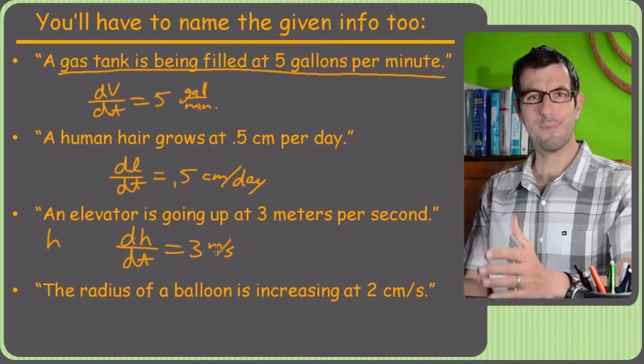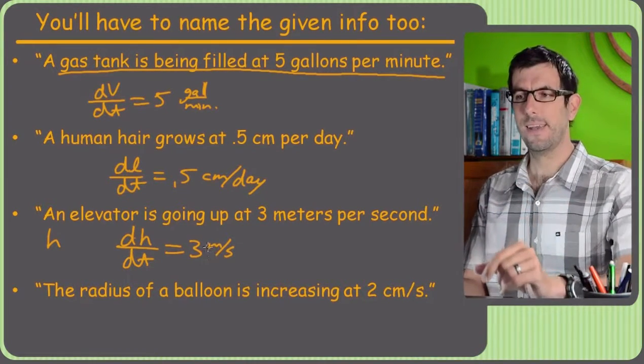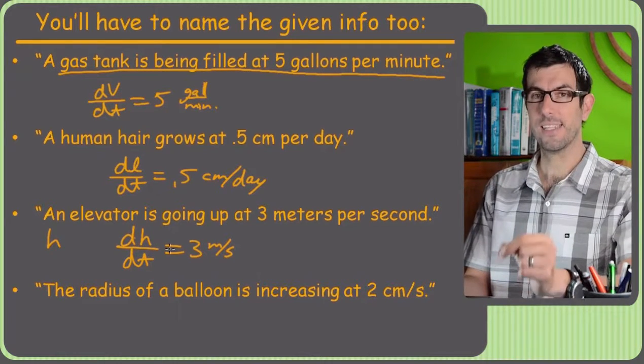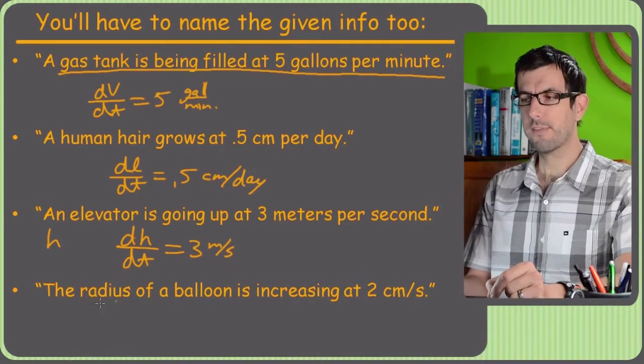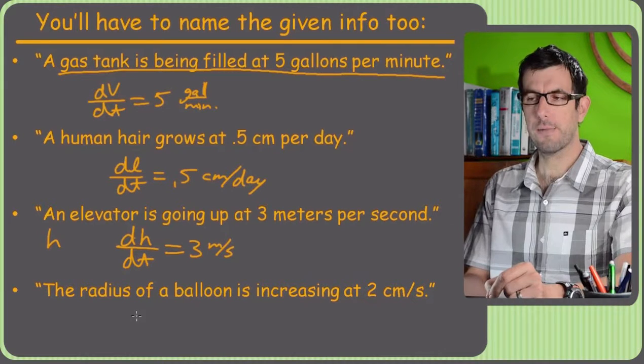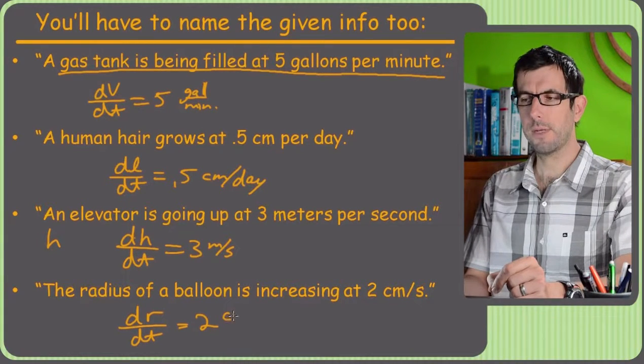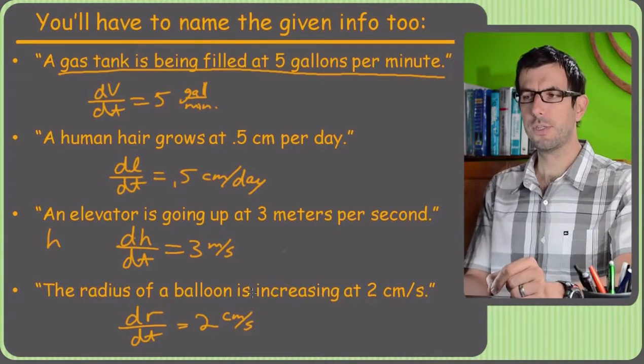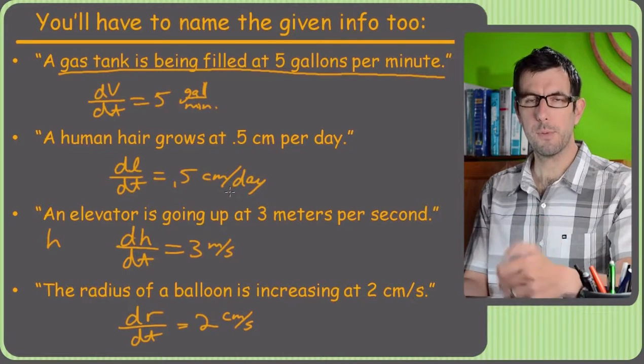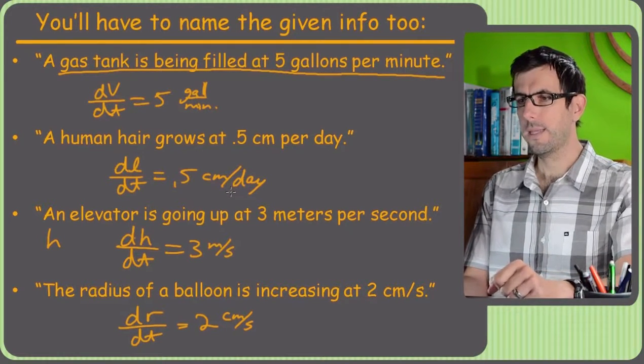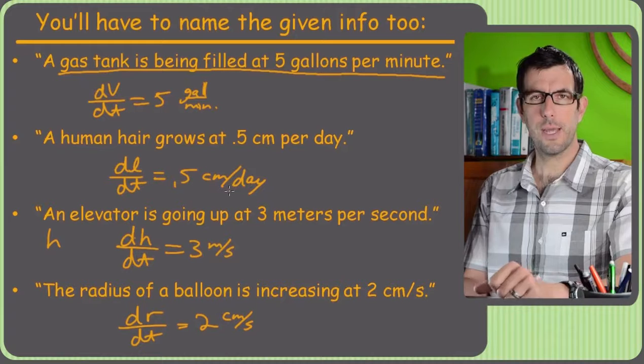Now don't worry, we'll get lots more practice with this. I just want to drill in the point that everything is a derivative with respect to t. The radius of a balloon is increasing at 2 centimeters per second. That's dr/dt, right? Because it's the rate of change of the radius, and they're saying that's 2 centimeters per second. Now this is just information we'd end up plugging into the problem, and we'll see how that works in the next video.